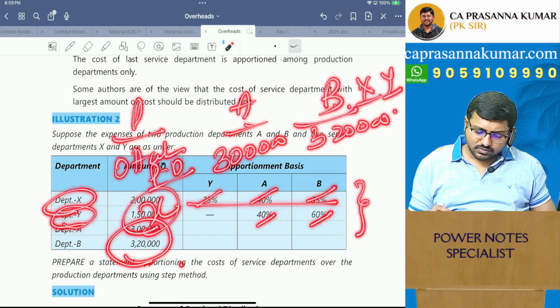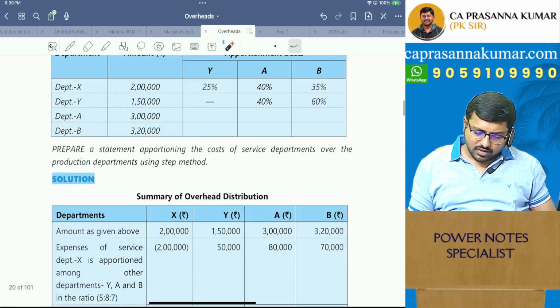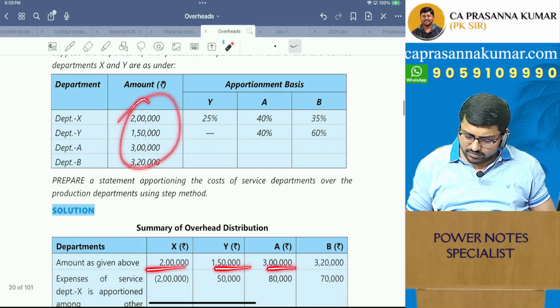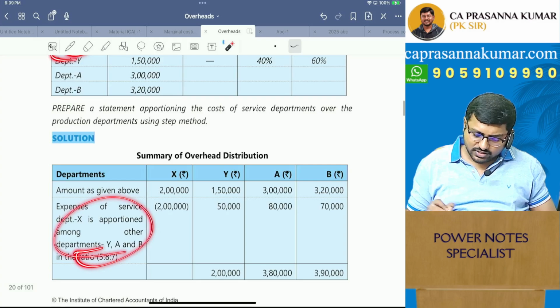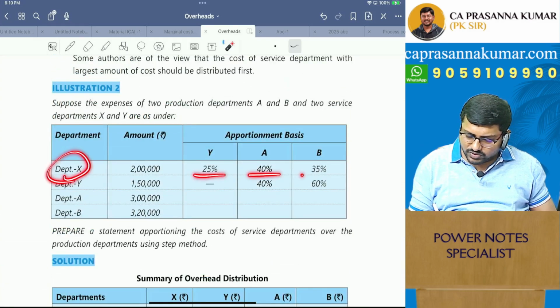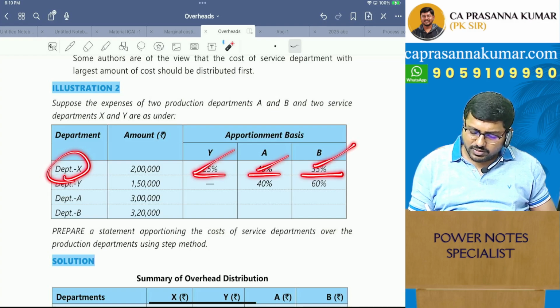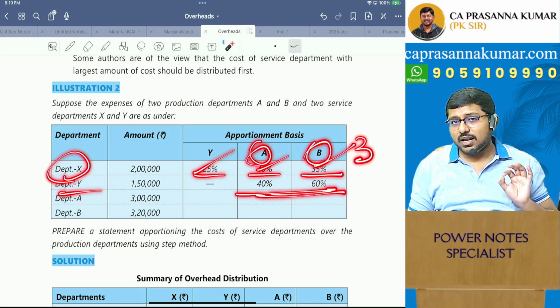Okay. Now, so A and B, X and Y. First, this amount you copy paste it. We have copy pasted this amount. Then you'll start with X first. Why are you starting with X first? Because X is giving the maximum number of services. So first you'll start with X because it is 3. Y is giving only 2, to A and B only. You got the point? Because it is step ladder method.